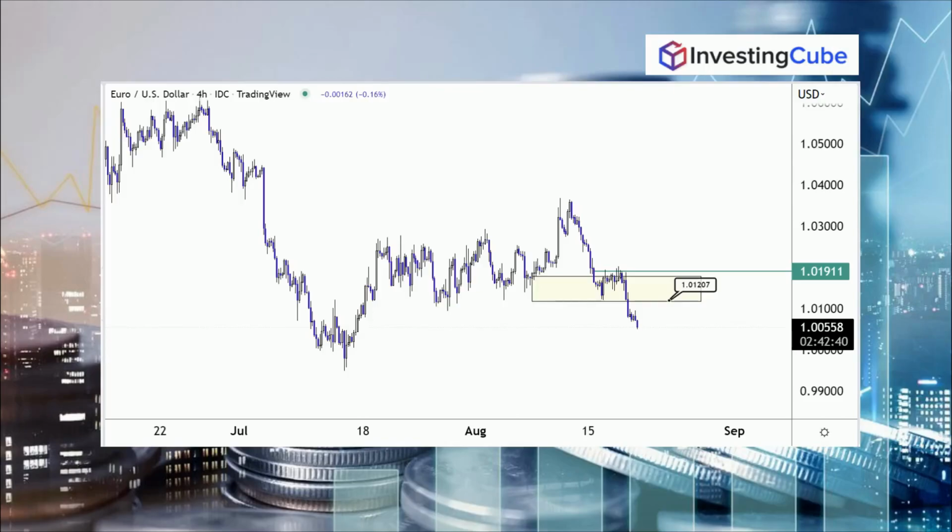What is next for the markets according to the InvestingCube support and resistance indicator? That's what we're going to talk about in this short video. We're going to talk about the strength of the dollar and how that's impacting cryptocurrencies and how that may also impact indices, and see if we could have a continuation of these trends or not.